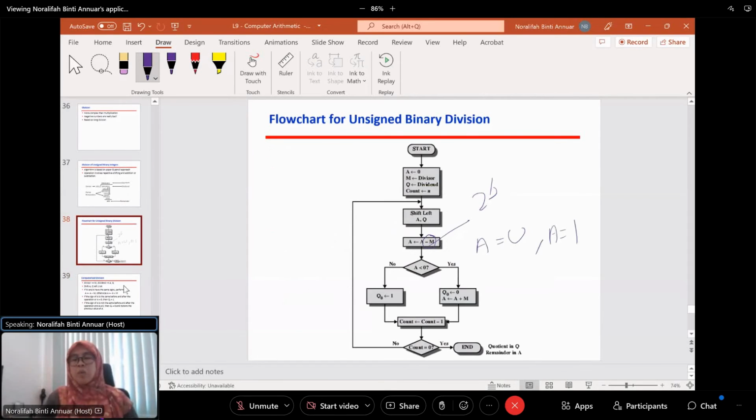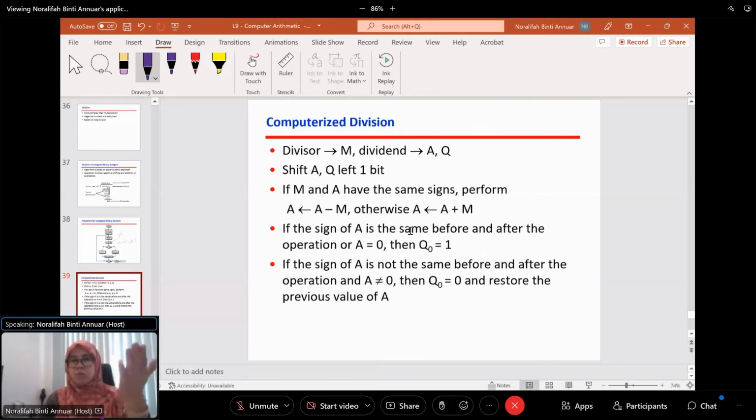It's up to you. They give you 2 representations, one is a flowchart. Some people prefer to look at the flowchart because it's clearer to them. And some people prefer a pseudocode style. But both are the same thing. Because if the sign of A is not the same before and after the operation, A is not equal to 0, then Q0 is equal to 0 and restore the previous value of A. You just have to follow this. It's a basic algorithm.